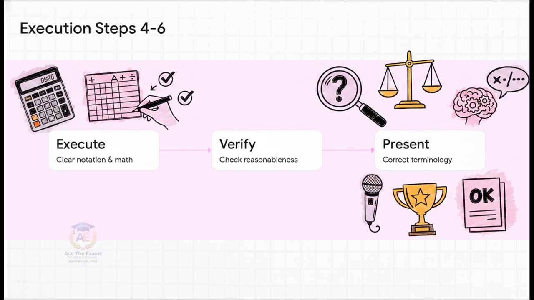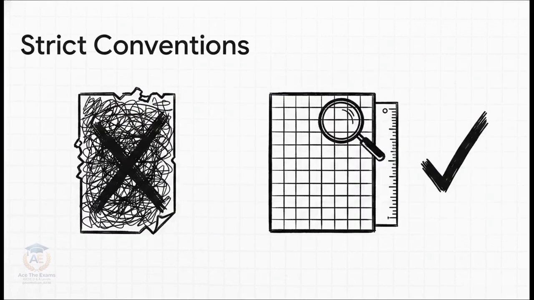Second flaw, they didn't verify the results. They left a massive credit balance in an account where that logically makes absolutely no sense for this type of business. They didn't check for reasonableness. And the third flaw, their terminology was incredibly sloppy. Which brings us perfectly to this slide. Examiners demand strict presentation conventions, proper headings, correct terminology, appropriate formats, and clear annotation.